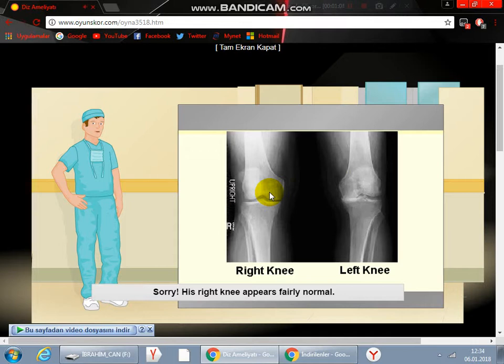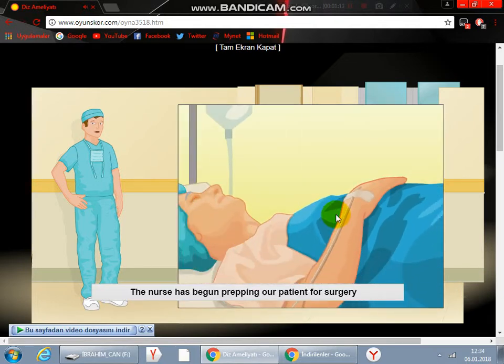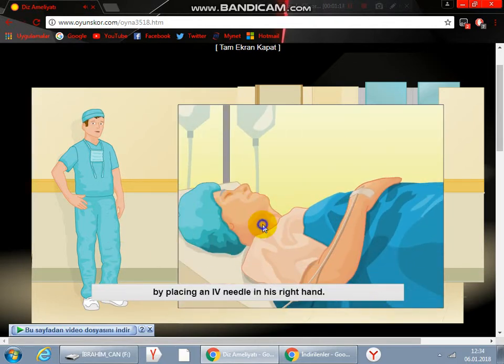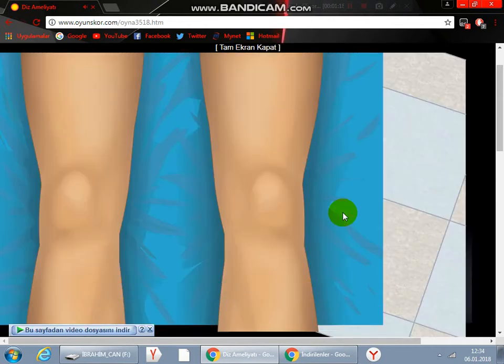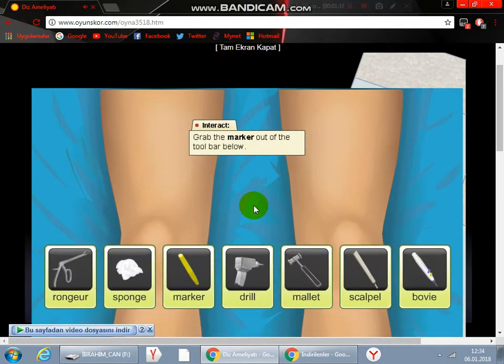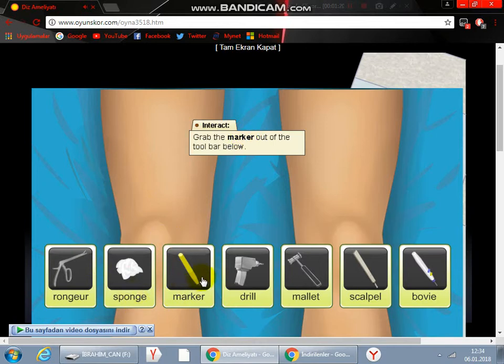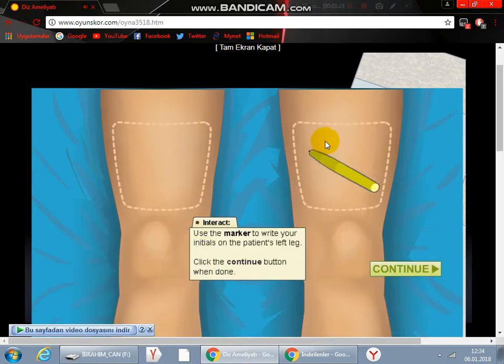Okay. Sorry, his right knee appears fairly normal. His left knee appears worn down and lacking cartilage, which is likely the cause of his pain. The nurse has begun prepping our patient for surgery by placing an IV needle in his right hand. Now it's your turn. Use the marker and write your initials on the proper knee to be operated on. This may seem silly, but it's an actual step taken to prevent wrong site surgeries.